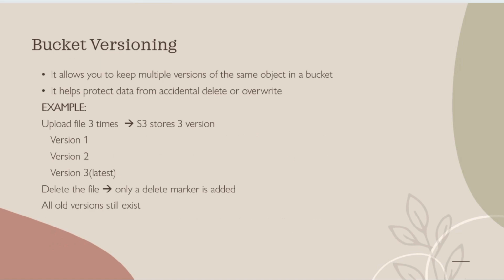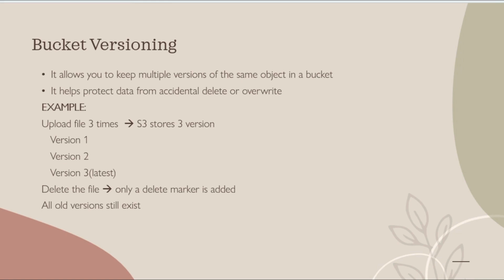And the next one is bucket versioning. Bucket versioning means if we use this, we will be able to keep multiple copies of the same object in the bucket, so that we can protect the data from accidental deletion also. So let us consider the situation. If the versioning is disabled and I upload the file, it will be version 1. If I upload the same file in the versioning disabled bucket, it will overwrite the file. The previous file will not be present in that bucket.